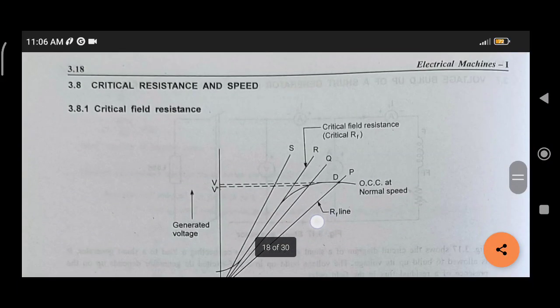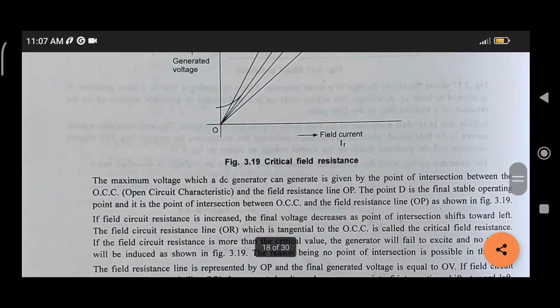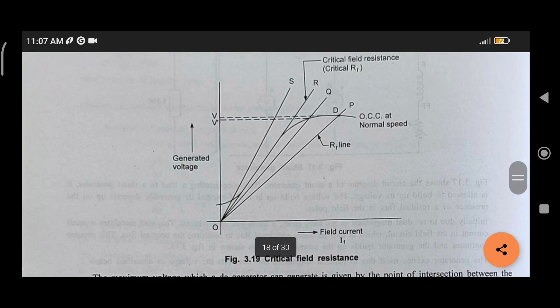Now there are some more topics: critical resistance and critical speed. First of all, what is the critical field resistance? The maximum voltage which a DC generator can generate is given by the point of intersection between the OCC, the open circuit characteristics, and the field resistance line OP. You can see the point D here.